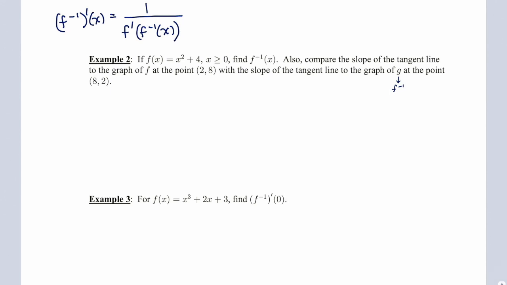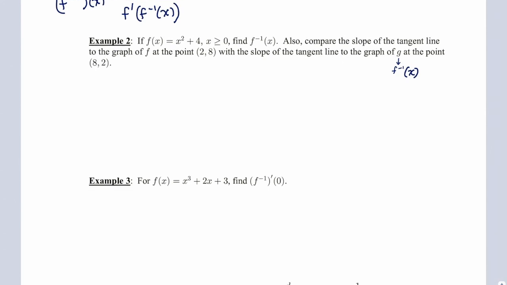Okay, so example 2 says if f is x squared plus 4 for x greater than or equal to 0, find the inverse, and then also compare the slope of the tangent line to the graph of f at the point (2, 8) with the slope of the tangent line to the graph of g at the point (8, 2). I don't know why I typed g there, but by g I meant the inverse function, f inverse of x. So I'm wanting to compare the two at points where the x and y are switched, so at points that correspond to each other in that f inverse pairing.